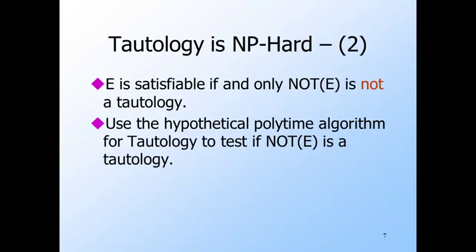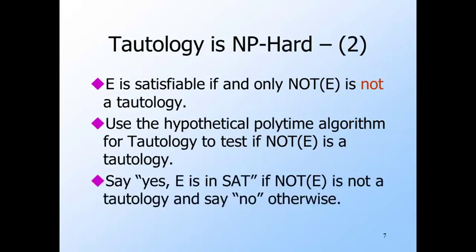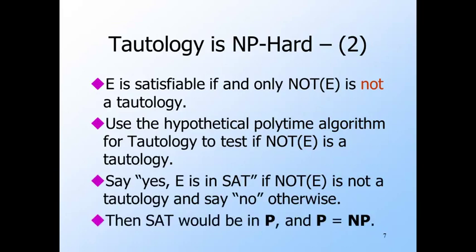So use the hypothetical algorithm for the tautology problem to tell whether or not E is a tautology in polynomial time. Then just complement the answer. That is, say E is in SAT whenever the answer you got is that not E is not a tautology, and say E is not satisfiable whenever not E is found to be a tautology. That would be a polytime algorithm for SAT, which would show P equals NP. That is all we need for proof that tautology is NP-hard.